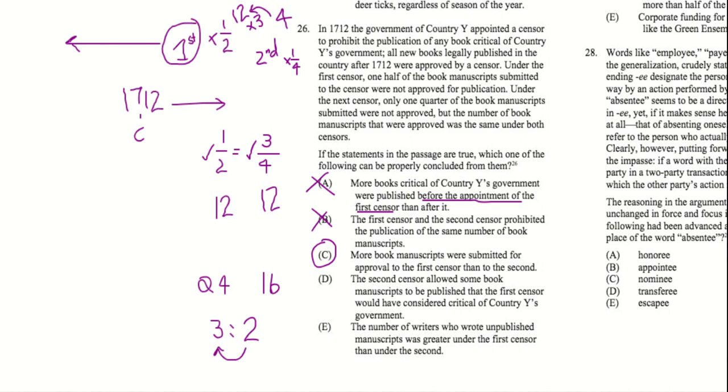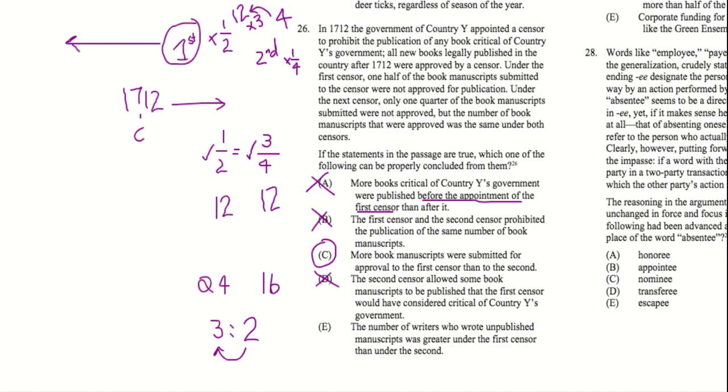D, the second censor allowed some book manuscripts to be published that the first censor would have considered critical of country Y's government. Ooh, so D is talking about some specific books, or some book manuscripts, right, that were published one year but not the other year. We don't know anything about any specific books, right? We don't know that one censor would approve a certain book and that another wouldn't, so we can cross out D for that reason.